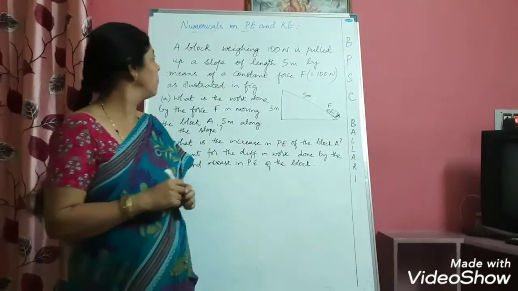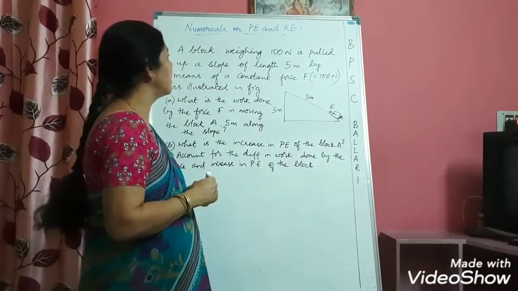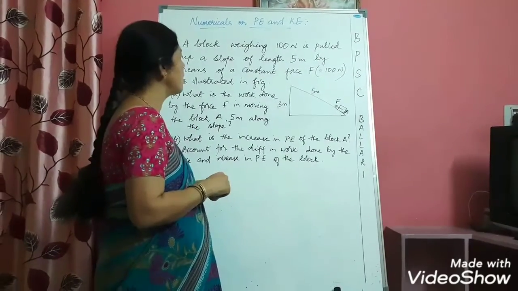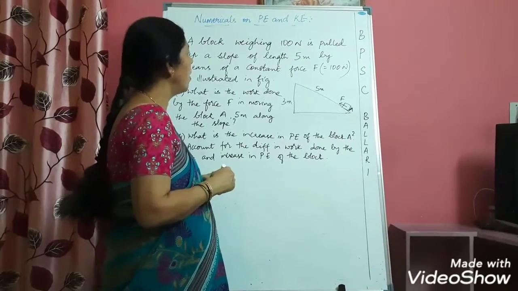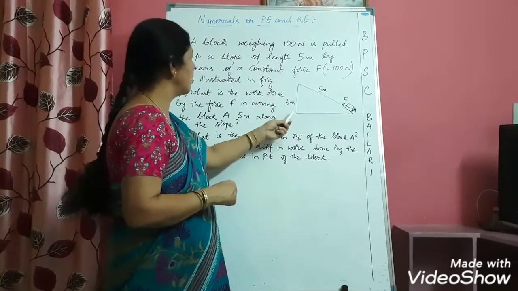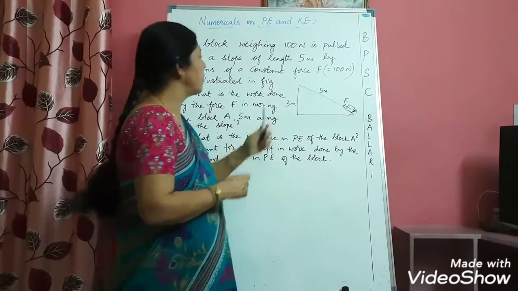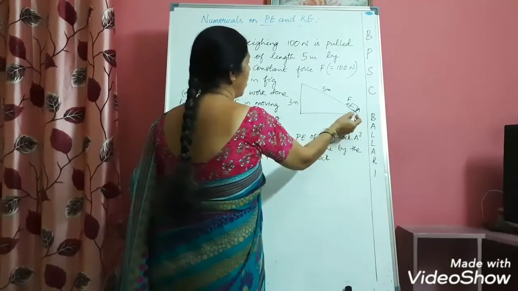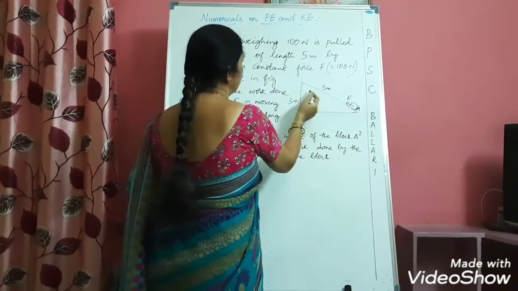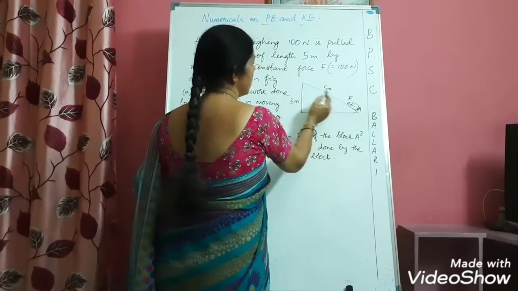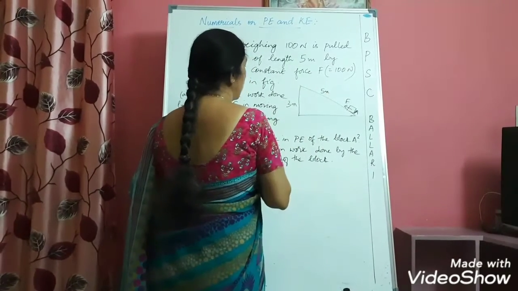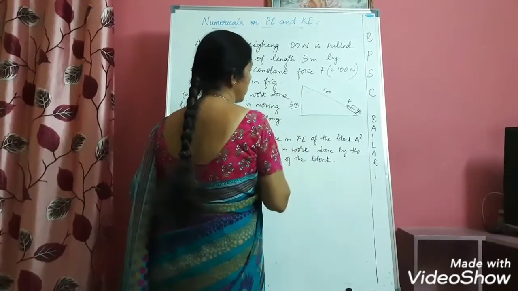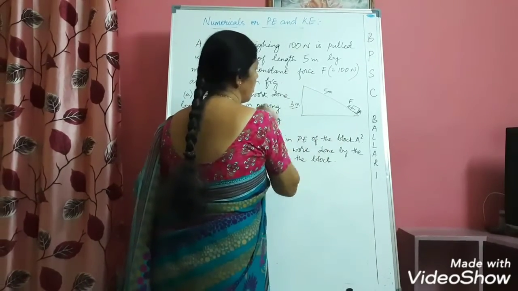Consider another problem. A block weighing 100 Newton is pulled up a slope of length 5 meter by means of a constant force F equal to 100 Newton as illustrated in the figure. Now this is the figure here. We have to move a block A along this inclined plane, and this inclined plane or the slope has a length of 5 meters, and you can observe that the vertical height of this slope is 3 meter from the base.